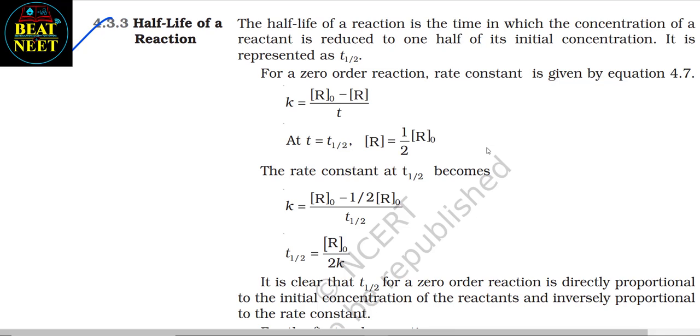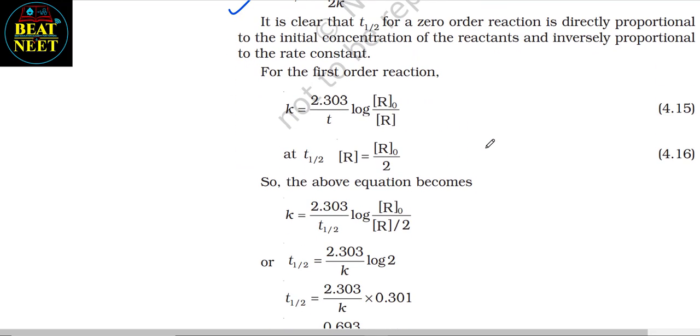Putting this in the rate constant expression, the final value of t half we get is R0/2k. It is clear that t half for a zero-order reaction is directly proportional to the initial concentration of the reactant and inversely proportional to the rate constant.